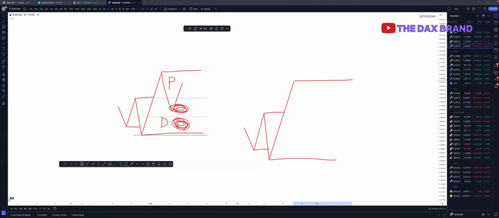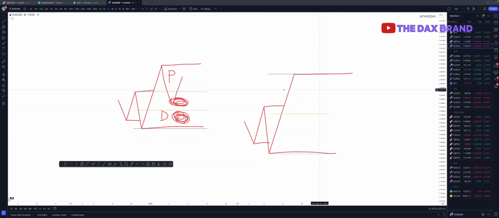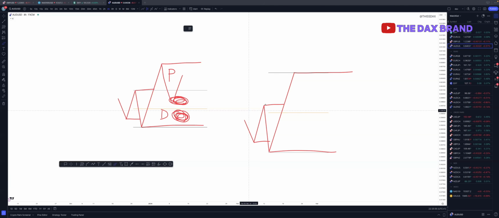Then you take your Fibonacci tool, do like this. That means this is the premium zone. You don't want to have anything to do here. You don't want to do anything here. You can either decide to wait for price to come down to the discount. You buy at discount and you sell at premium.